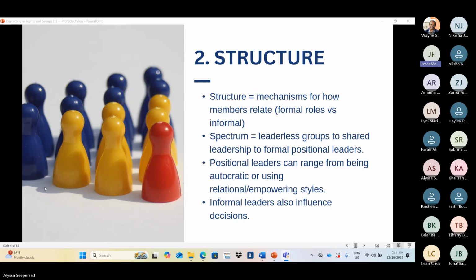The leadership style can vary from highly autocratic, where leaders make all decisions and direct members, to leaders who utilize relational leadership elements to engage and empower group members. There can also be informal leaders who influence the group's processes due to their seniority, reputation, or personalities.